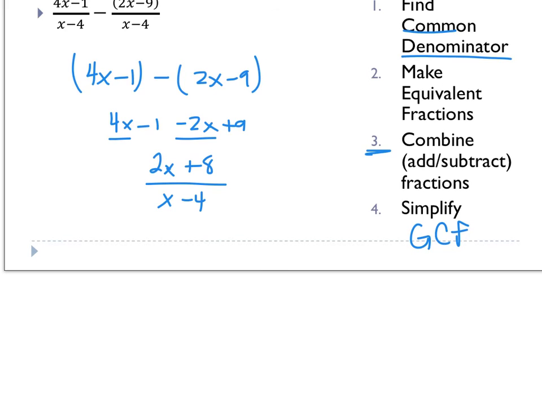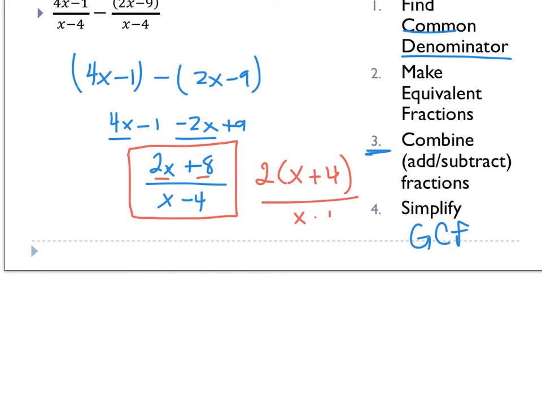When I look at the numerator, this is the only stuff I'm focused on now. Is the numerator completely factored? Are there any common factors between 2x and 8? And then I look at the denominator. Are there any common factors between x and 4 or negative 4? The numerator does have common factors. 2x and 8 have a common factor of 2, and then I can rewrite that as 2 times x plus 4, divided by x minus 4.